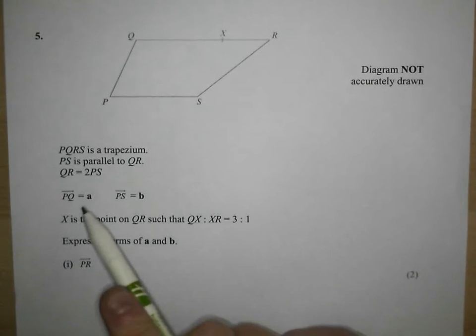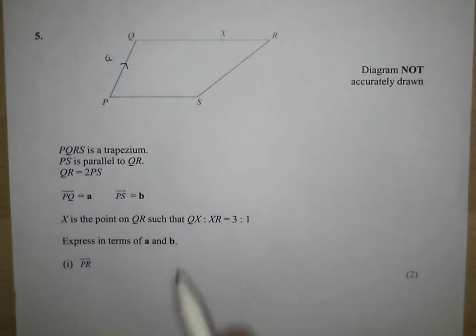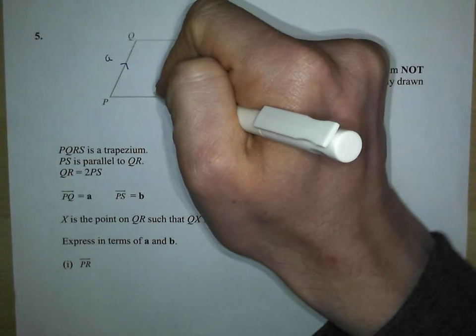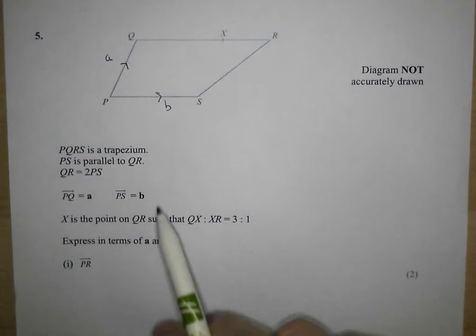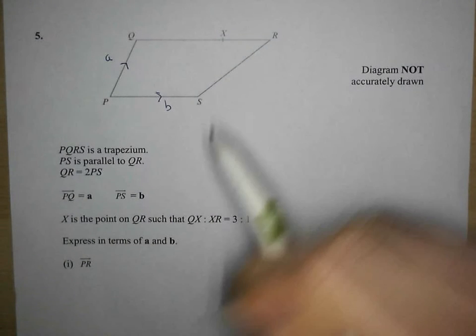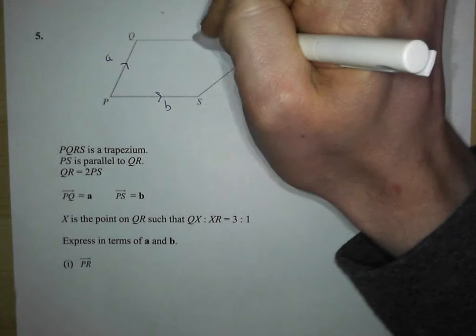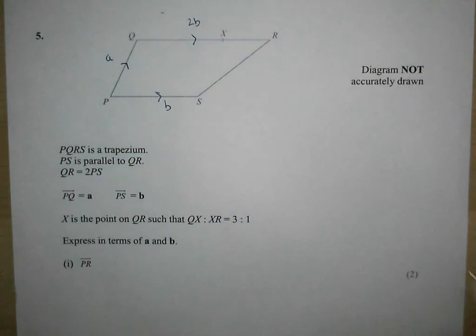Okay, P to Q is going to be A. As soon as it tells you something, label it on with the arrow going the right direction. P to S is B. Now that's going to help us here because, and we might as well get this in whilst we remember it, Q to R is 2 lots of P to S. So that whole thing going along there, if that's B, that's going to be 2 B's to get all the way across from Q to R.